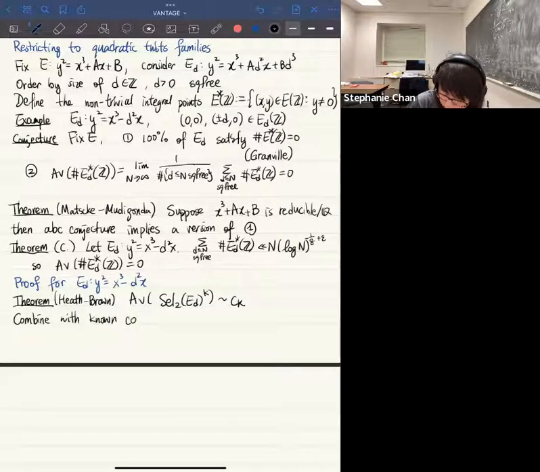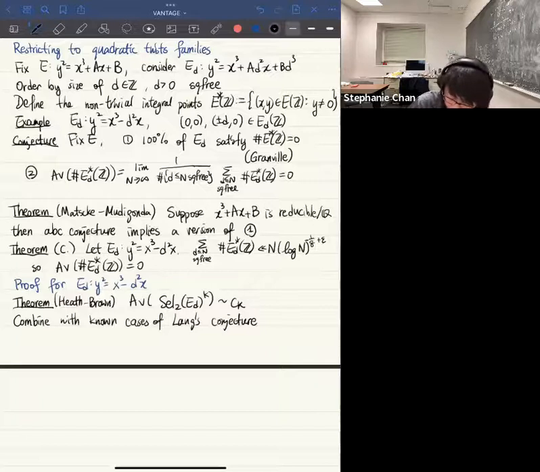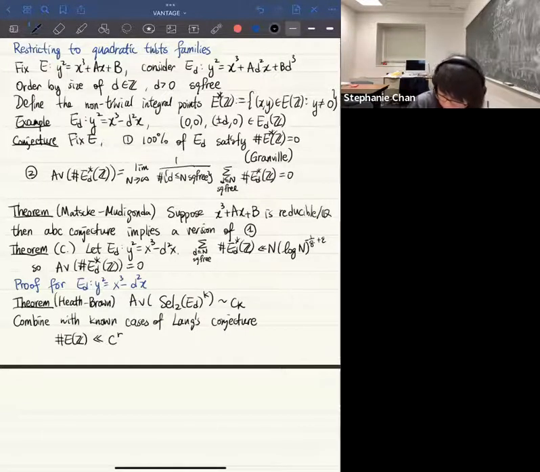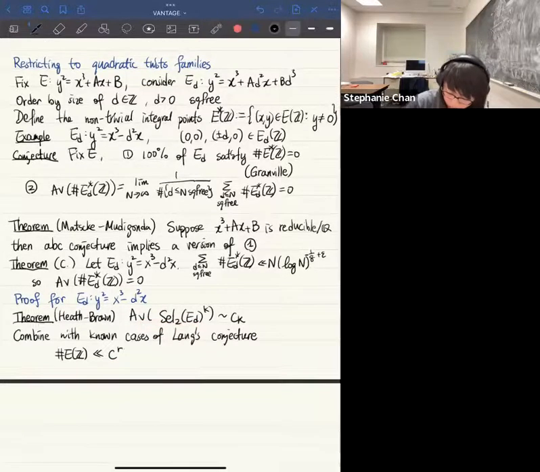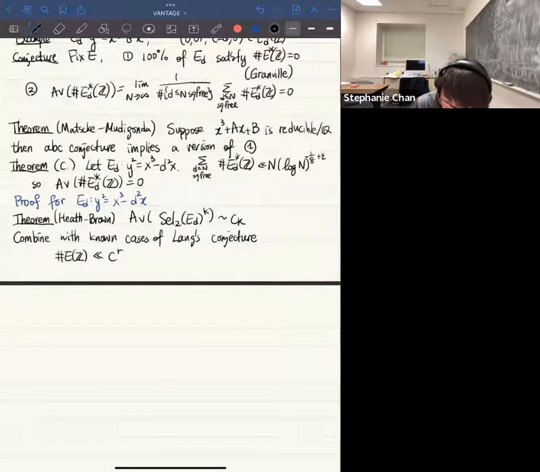So combining with known cases of Lang's conjecture, which means that the number of integral points is less than C to the rank. This also actually follows from the result by Hindry and Silverman that I've stated, because you get a known upper bound from Lang's conjecture if you try to combine these two results, because note that the rank is bounded above by the Selmer rank.